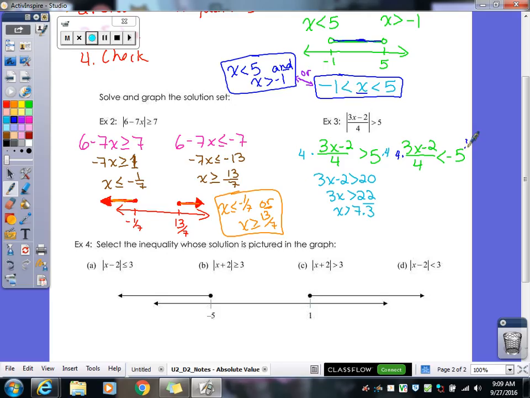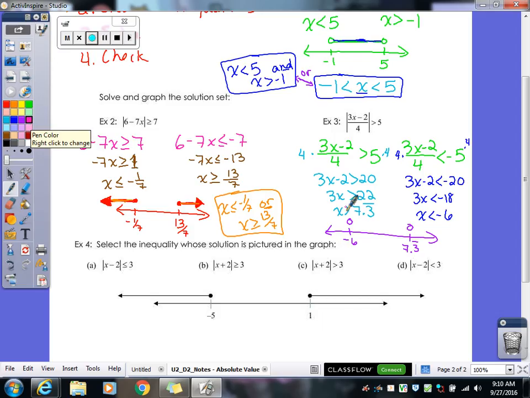Over here, times 4. 3x minus 2 is less than negative 20. Add my 2. Divide by 3. So I get x is less than negative 6. I'm going to draw my number line. Negative 6. Positive 7.3 repeating. Both of them are going to have open circles. So now I have to figure out my shading. x is greater than 7.3, so I've got to shade to the right. Greater than is always to the right. And then x is less than negative 6, so I'm going to shade to the left for less than.